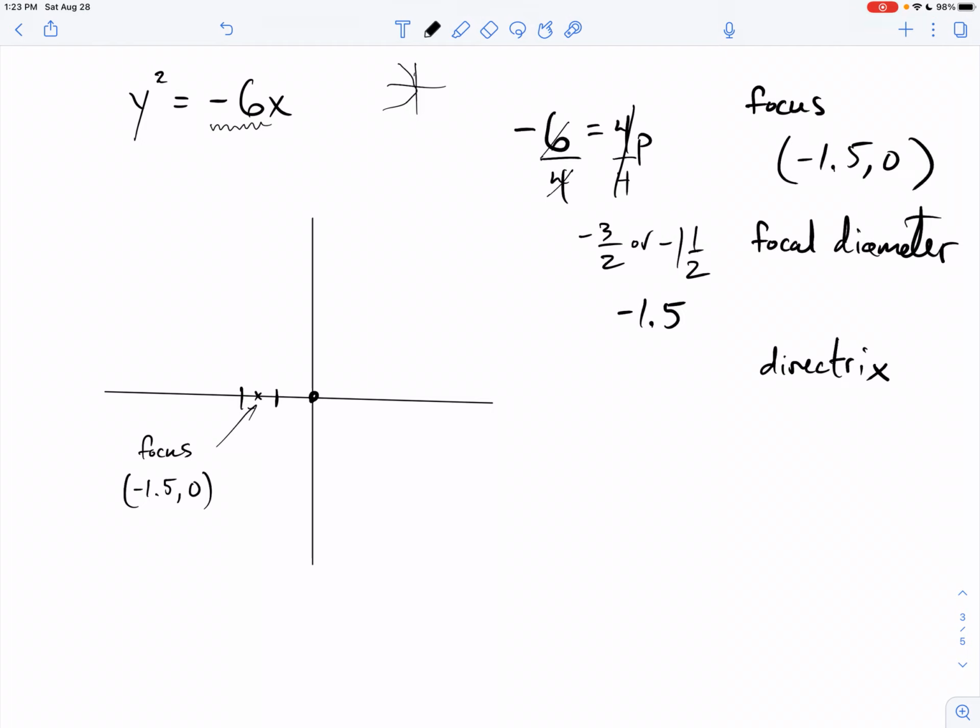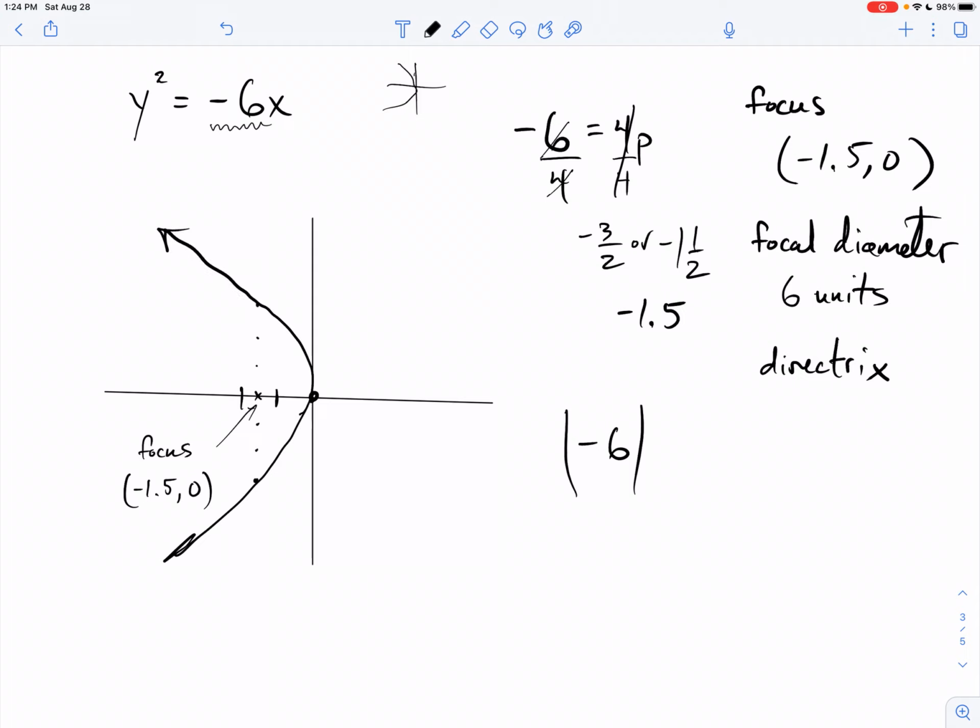Then, what's my focal diameter? Well, what number did they give me at the beginning? They gave me negative 6. I will take the absolute value of that, and then I will say unto you, the focal diameter is 6 units. Oh, so I'm going to have to count 1, 2, 3 units up, 1, 2, 3 units down for a grand total of 6 units.